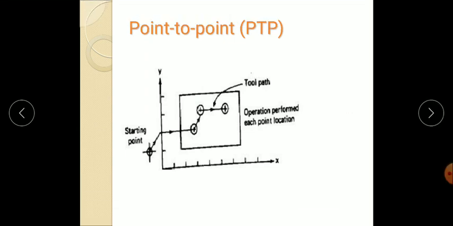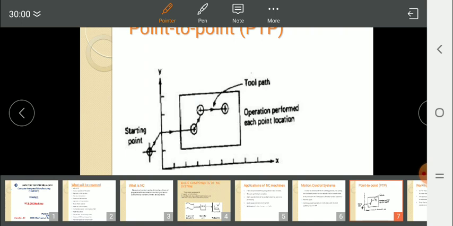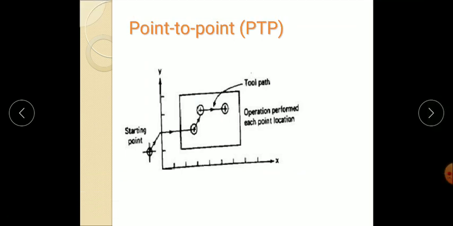Next, the speed or the path by which the movement is accomplished is not important in point to point NC. Once the tool reaches the desired location, the machining operation is performed at that position. So suppose the tool reaches this location, the machining operation is performed in this location. Next, the spindle must be positioned at a particular location of the workpiece. This is done under point to point control.